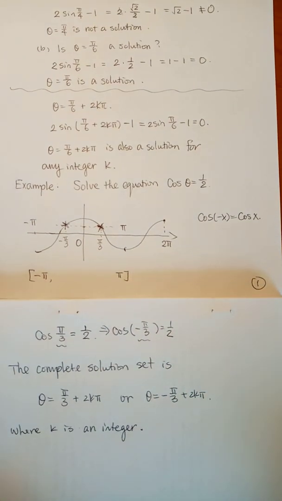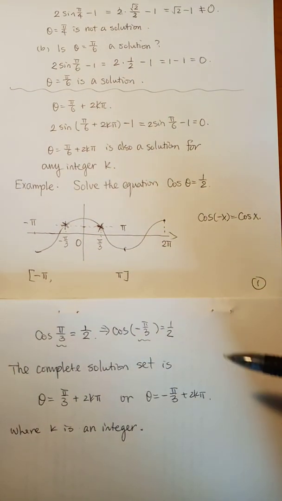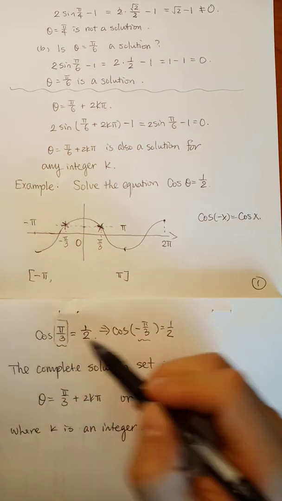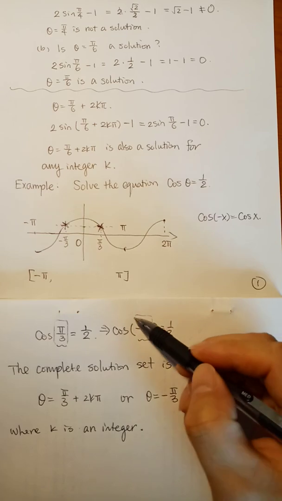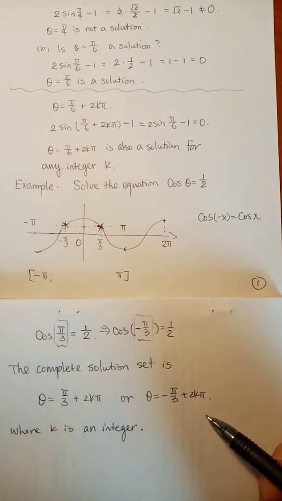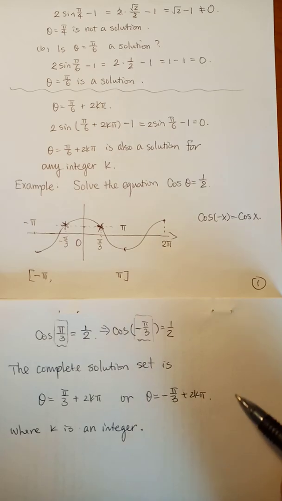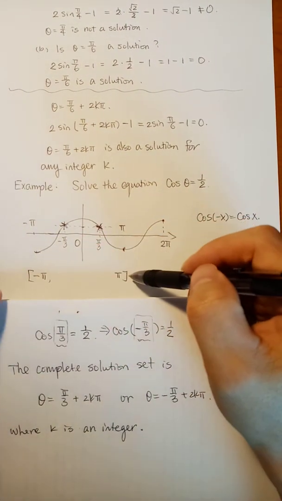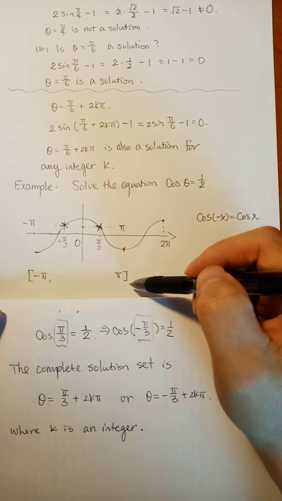Okay, it's an integer. So how do we get the answer? We first find the 1. This is the first step, find the 1. And second, we add the negative sign. And then we put 2k pi. So this is the advantage of the selection of domain negative pi to positive pi.